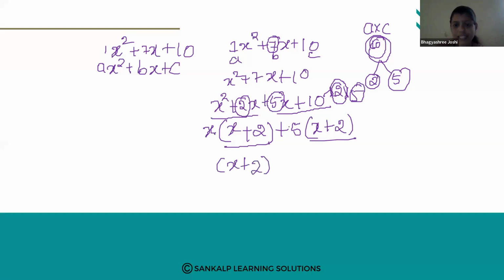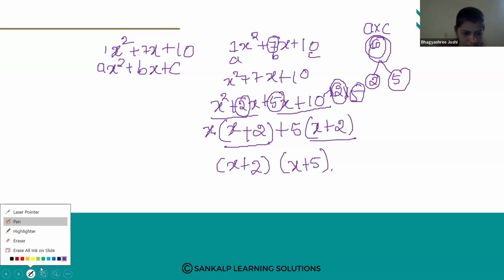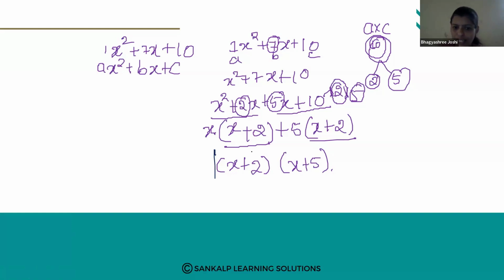Next, x plus 5, x plus 5. So this is another factor. X plus 2, x plus 5. So these x plus 2 and x plus 5 are called the factors of this polynomial. What we call the factors of this polynomial.